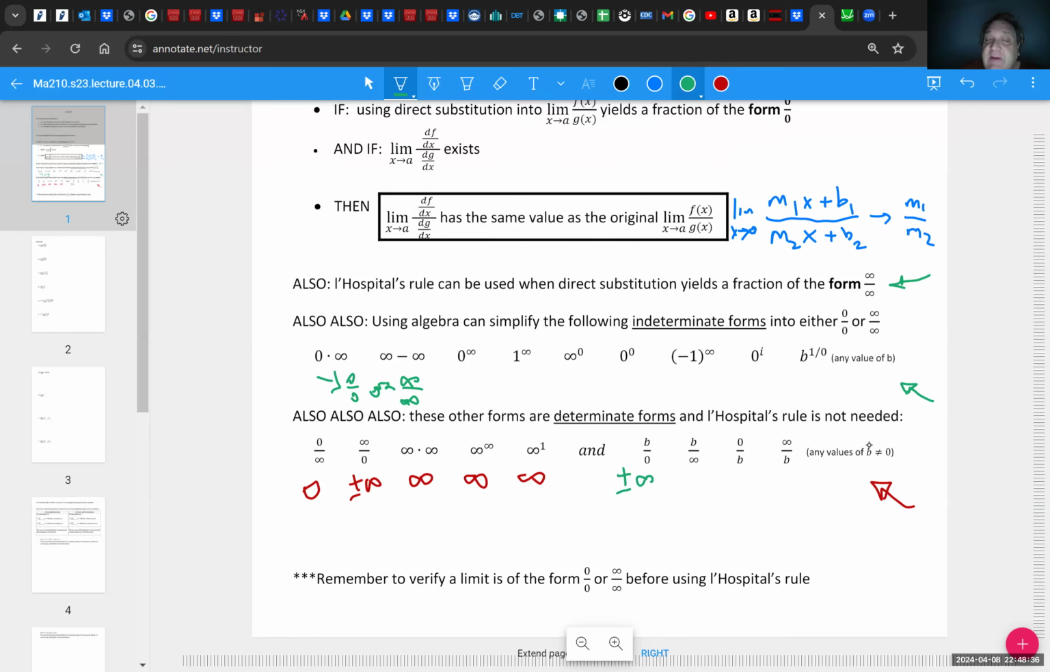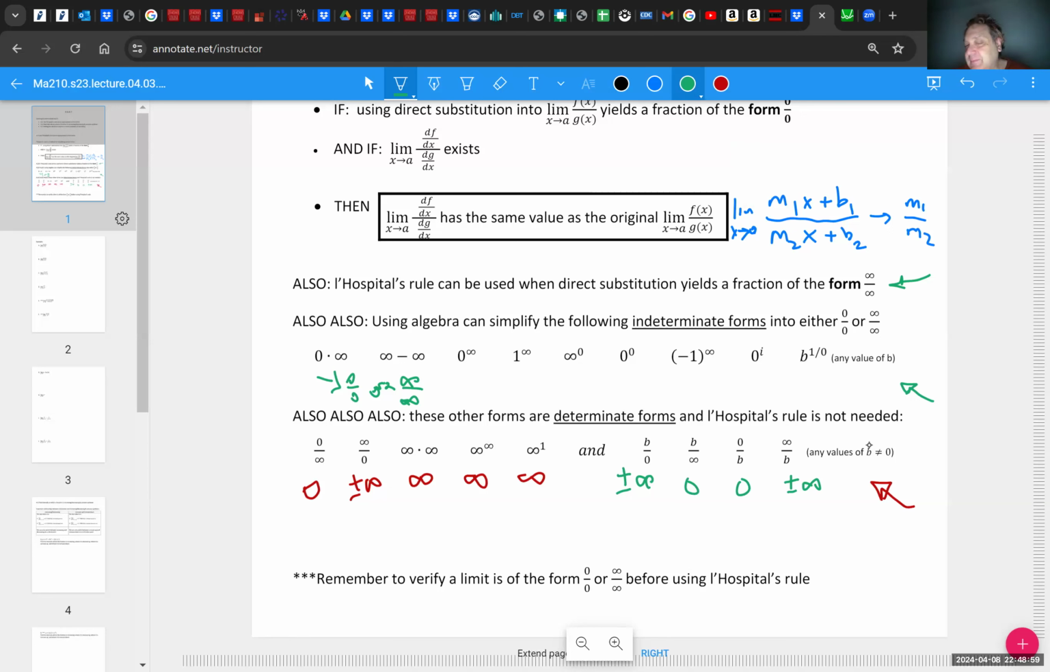Any number divided by infinity is going to be 0. 0 divided by any number is 0. And infinity divided by any number that's not 0, like 2 or 3 or something, is going to be infinity. It's actually plus or minus infinity, because b could be a negative number as well. So anyway, those are our determinate forms.